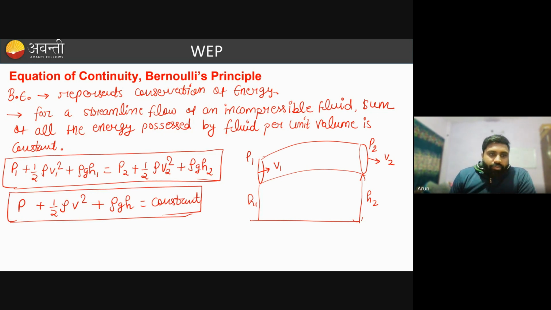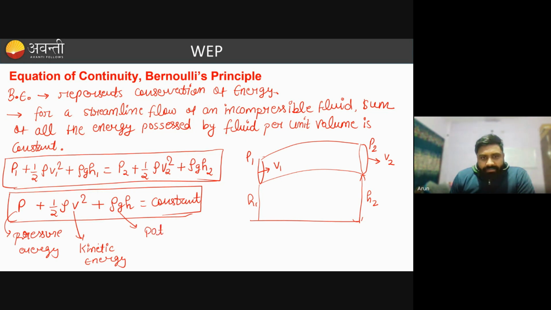Okay. So this P is nothing but the pressure energy, or pressure head. This 1 by 2 rho V square is nothing but the kinetic energy or kinetic head of the fluid. And this rho g h is nothing but the potential energy, or potential head.